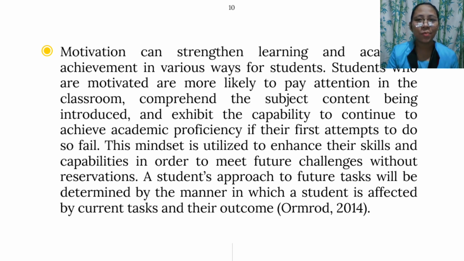A student's approach to future tests will be determined by the manner in which a student is affected by current tests and their outcome. From Omrad 2014.